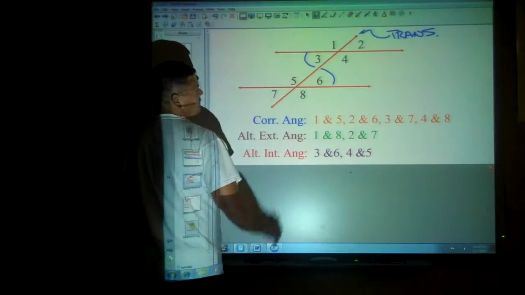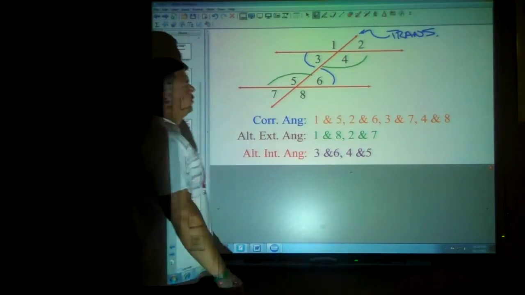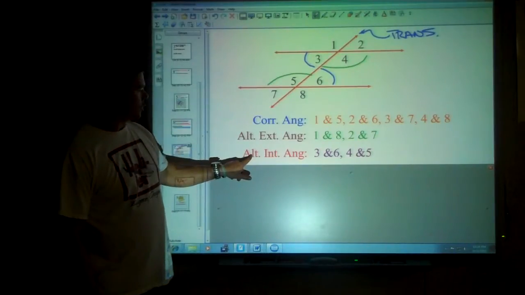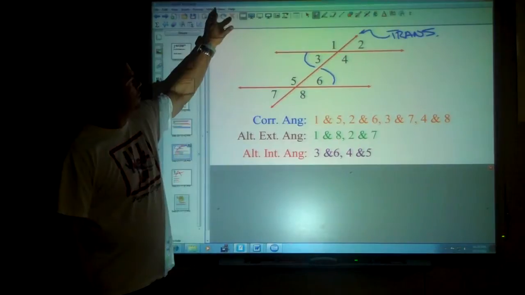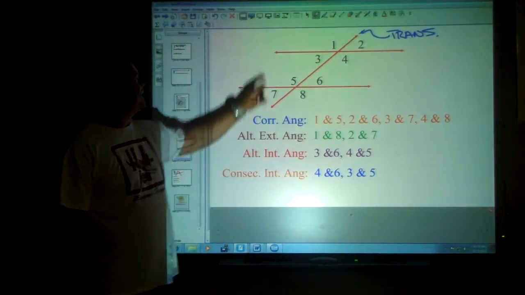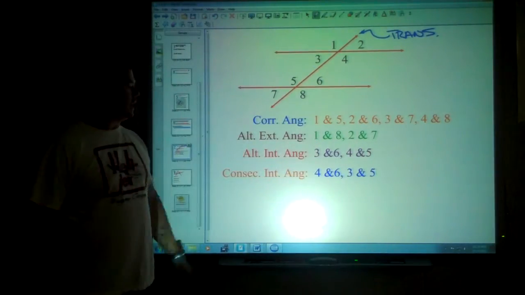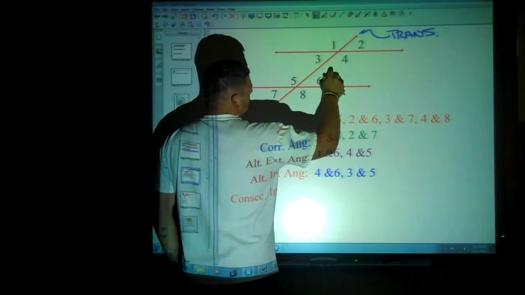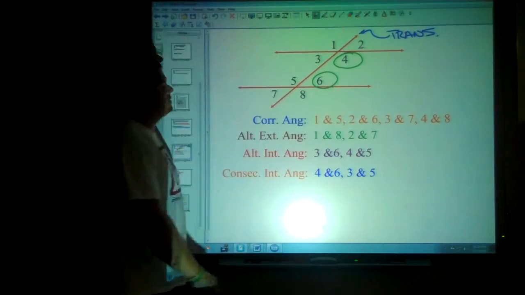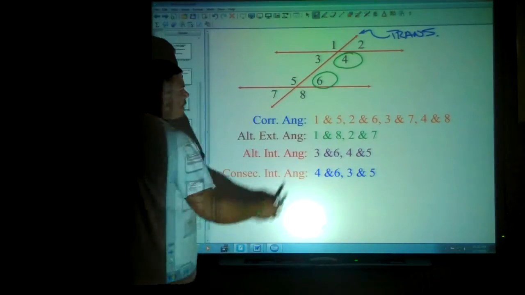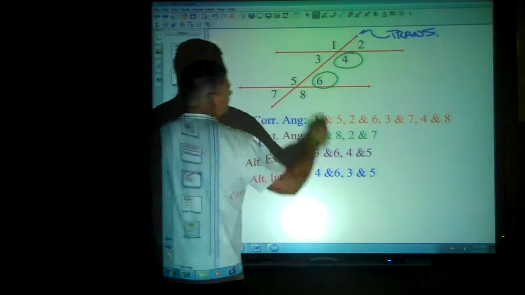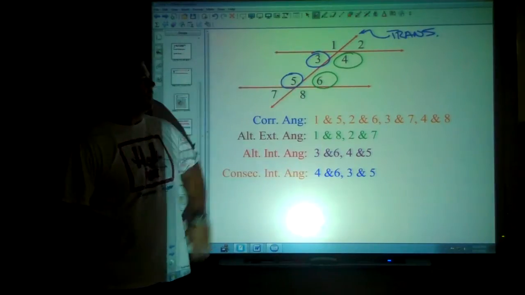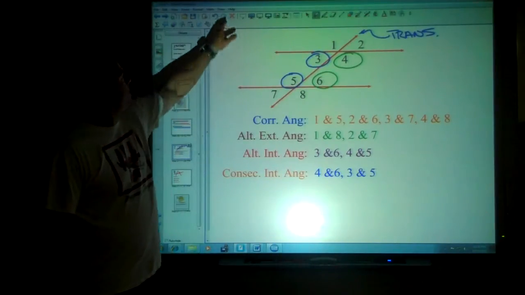Also, we would have 4 and 5. Those 2 are alternate interior angles because they're on opposite sides of the transversal, which is what the alternate refers to, and they're interior. And the last one we have is consecutive interior angles, also known as same side angles. They're on the same side of the transversal, so 4 and 6. We would have 4 and 6 are on the same side, but they're interior because they're between the 2 lines here. And 5 and 3 would be considered interior consecutive angles because they're on the same side of the transversal.